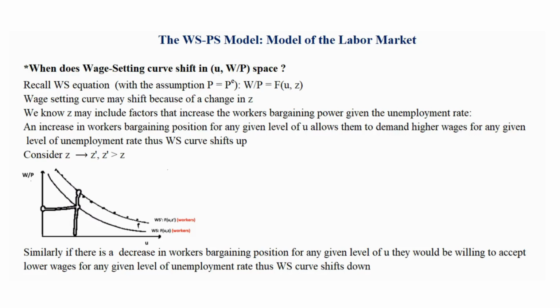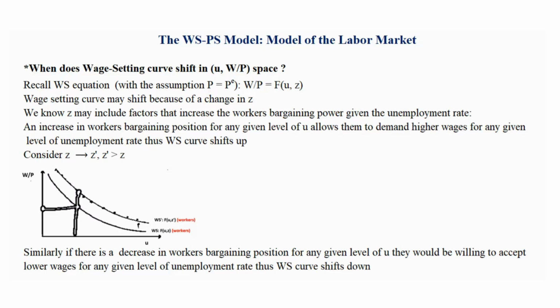For this, let's recall that the wage setting equation with the assumption P is equal to P^E is given to us as W/P = F(U, Z). So the wage setting curve may shift because of a change in Z, where we know this may include factors that increase the workers' bargaining power given the unemployment rate. So if we have an increase in Z, we have an increase in workers' bargaining position for any given level of unemployment, allowing them to demand higher wages for any given level of unemployment rate.